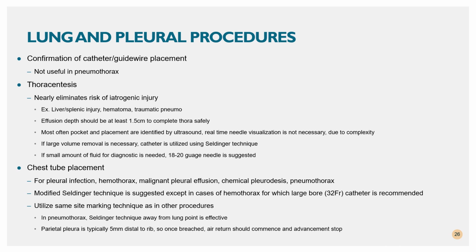Now in a pneumothorax, a Seldinger technique away from the lung point is what they find most effective. So identifying that lung point prior to insertion can be very helpful. The parietal pleura is typically only about 5 millimeters distal to the rib. So if you're scanning very superficially, you're looking at the subcutaneous tissue, and then you're getting through the rib interspaces, and then once you can evaluate that pleural line, it's just about 0.5 millimeters distal. Once you breach that, you should receive air return, and that's when they suggest you stop advancement of the needle.